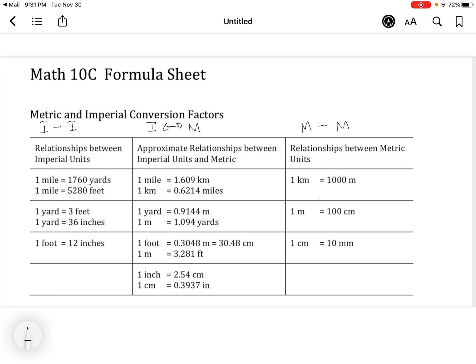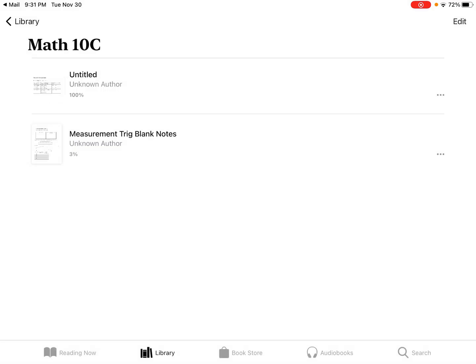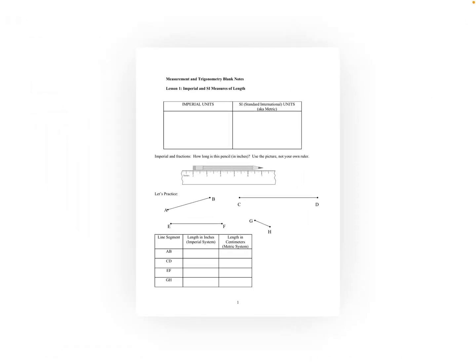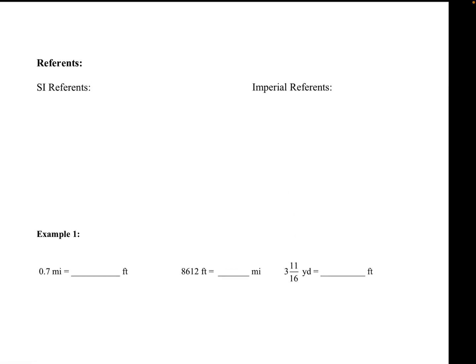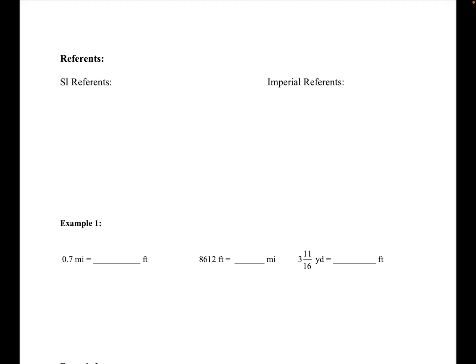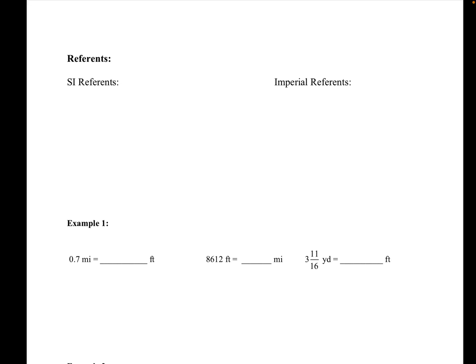Okay. All right, so let's go back and talk a little bit more. I'm going to move on to the next page. And I also want to talk about a referent. So you may have heard this word before, you may not have heard this word before, but a referent is a really nice tool to have that allows you to estimate measurements and also to sort of check if something seems reasonable. And basically a referent is an everyday object.